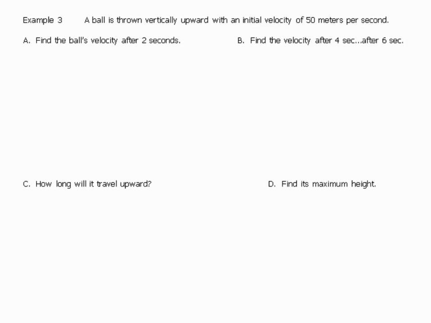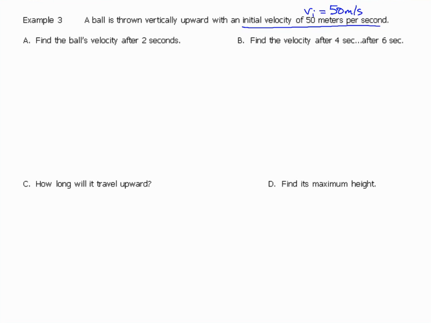Okay, this is Unit 2. We were looking at Example 3. This one is a little bit different because we have an initial upward velocity. A ball is thrown vertically upward with an initial velocity of 50 meters per second. And in general, with free fall type problems, up is positive, down is negative. Your initial velocity is positive 50 meters per second.